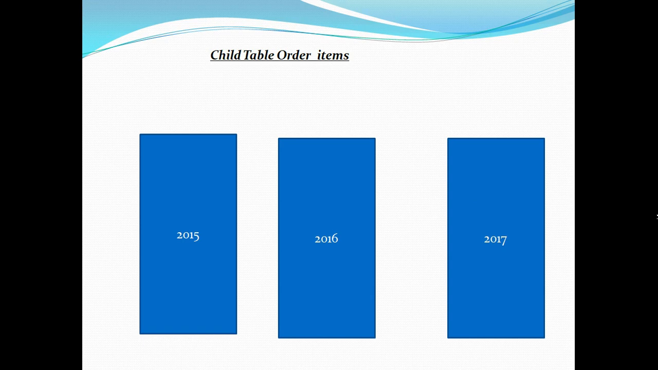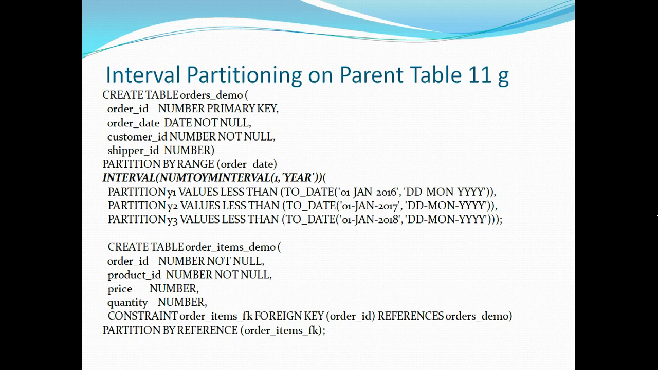There is one challenge with reference partitioning in Oracle 11g. If I have interval partitioning on my parent table, I cannot go ahead and create reference partitioning on my child table. If you see, everything remains same. I still have my order tables that has the primary key order ID. It's partitioned on range on order dates. We have created 3 partitions.